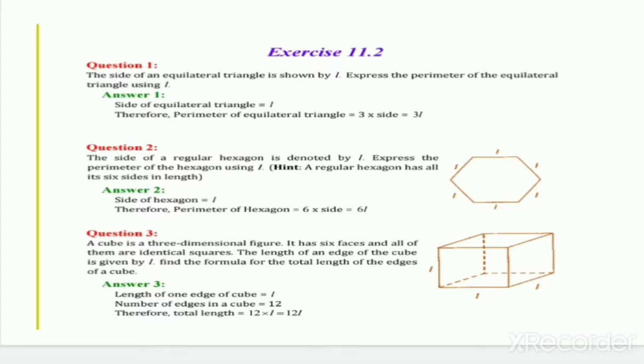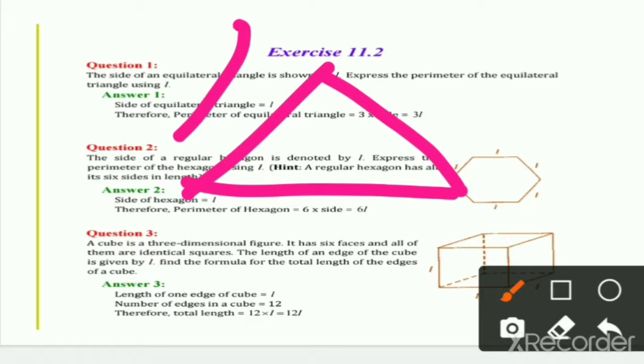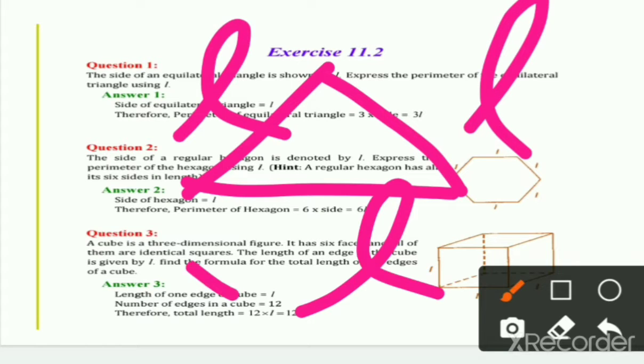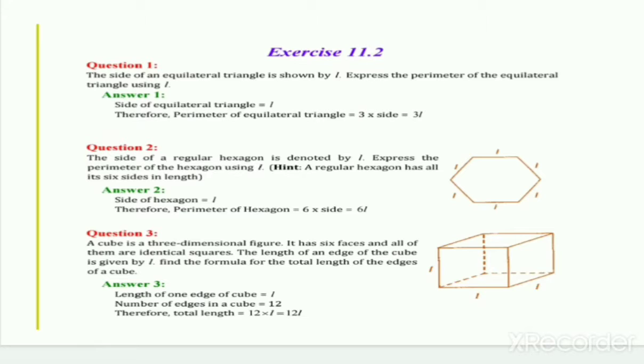As it is given, the side of the equilateral triangle is L. So the perimeter of the equilateral triangle will be equal to, what is the perimeter? We have a triangle and it is equilateral. To find the perimeter, we sum up all the sides. L plus L plus L will be equal to 3L. So the perimeter of the equilateral triangle will be 3L.